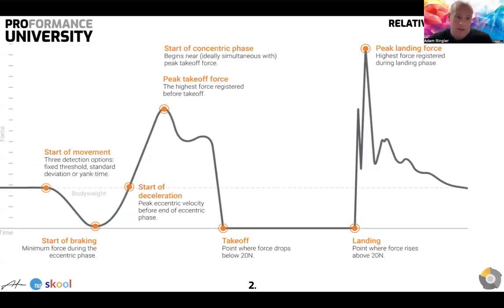So start of the movement, you start your braking, you start your decel, you go all the way down, and you start your concentric phase at the very peak takeoff force. You leave the ground. That's the takeoff point where the force drops below 20 newtons. You have this gigantic peak landing force on the right side of the plot, the highest force registered during the landing phase. And then, yeah, that's essentially what this looks like.